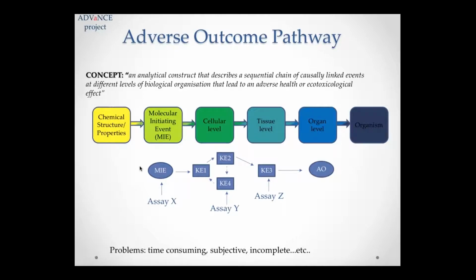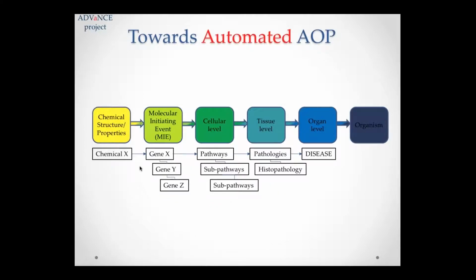The problem, however, with the generation of these adverse outcome pathways is that a scientist, or a few scientists, need to sit down and spend time to compose those AOPs. Sometimes, of course, this is a subjective process, sometimes incomplete because you cannot follow all the literature. So within the project, our goal was to develop a more automated process of data gathering from different databases, to gather and try to find links between events at different levels of organization.